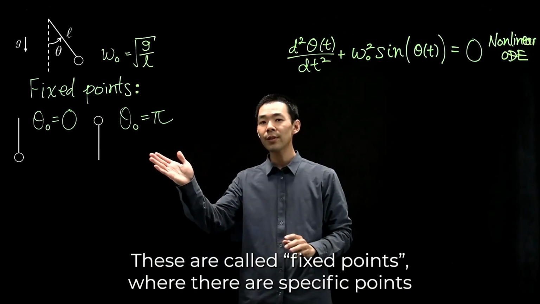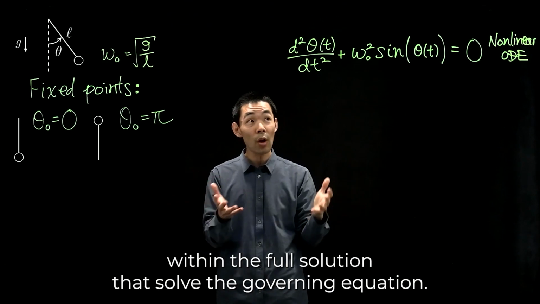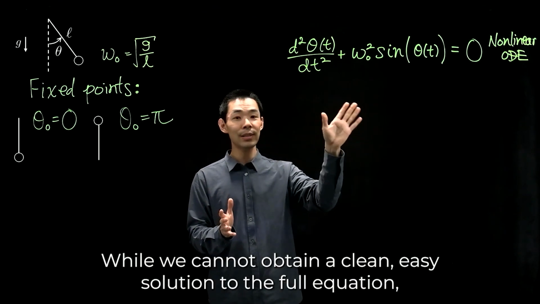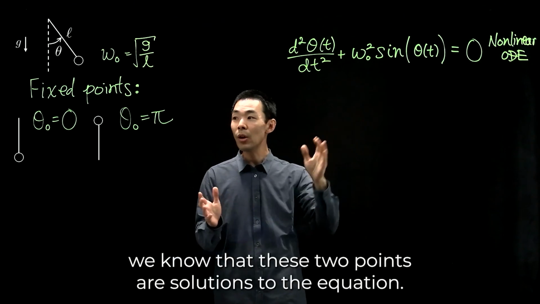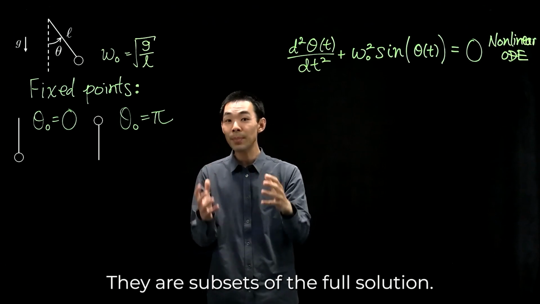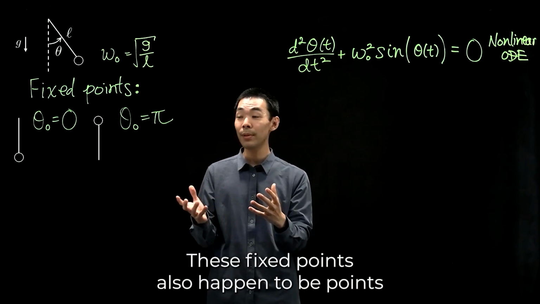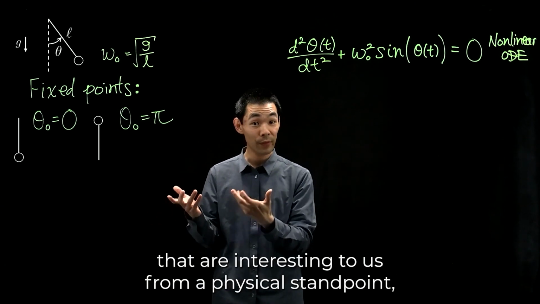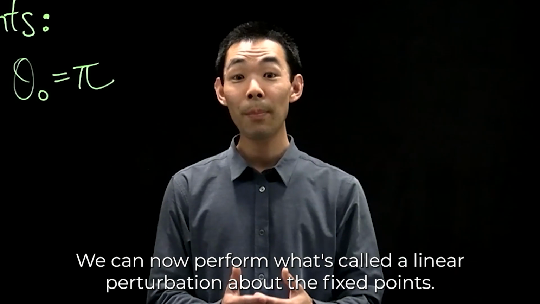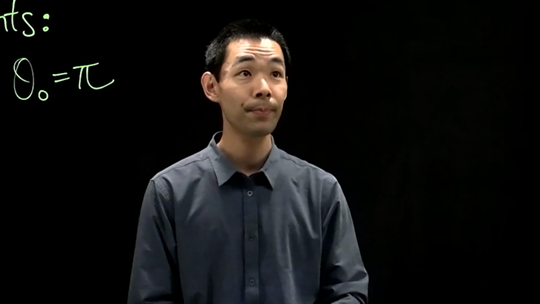These are called fixed points, which are specific points within the full solution that solve the governing equation. While we cannot obtain a clean, easy solution to the full equation, we know that these two points are solutions to the equation. They are subsets of the full solution. These fixed points also happen to be points that are interesting to us from a physical standpoint, especially this inverted pendulum position. We can now perform what's called a linear perturbation about the fixed points.